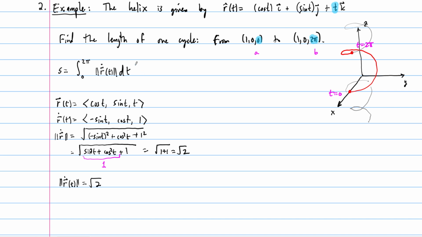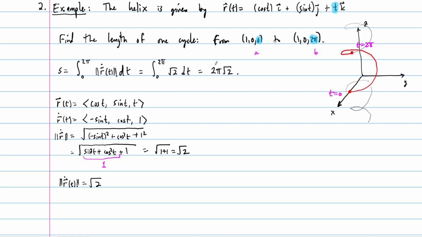So this is what we plug into our integrand, right? We go back up here and we plug in this formula. So we're going to have the integral from 0 to 2 pi of the square root of 2 dt. The integral of a constant is just the length of the interval times this number. So we end up with 2 pi times root 2. And there's the arc length of one cycle of the helix.